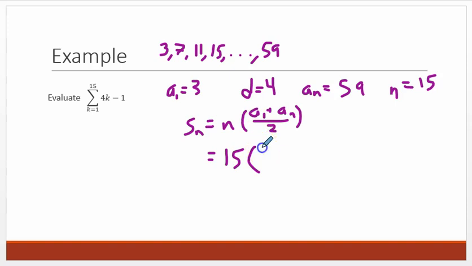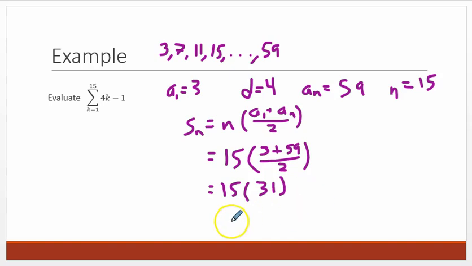Okay, so if I'm plugging in these numbers I got, I have n is 15. The first term in the sequence was 3. The last term in the sequence was 59. And since we're averaging those two numbers, we're dividing by 2. Well, 59 plus 3 is 62. And 62 cut in half is 31. So then we just have to do 15 times 31 for our answer. And I got 465.